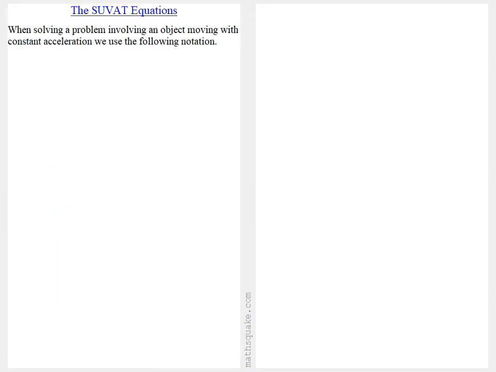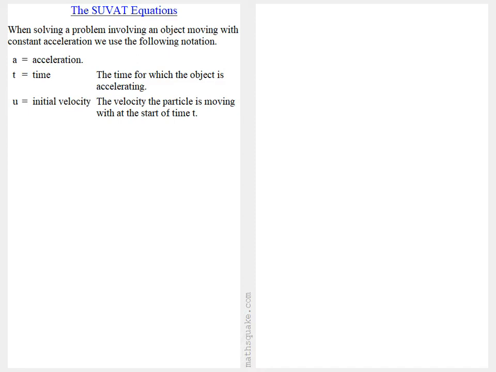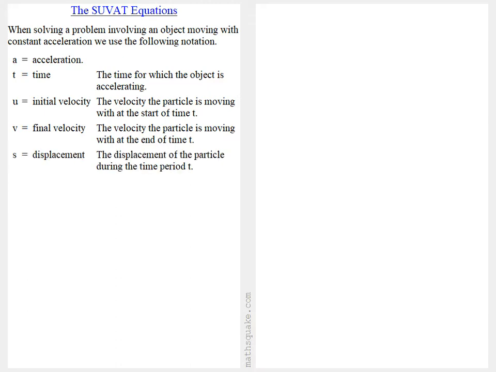When solving a problem involving an object moving with constant acceleration, we use the following notation. We use the letter small a to represent the acceleration, t to represent the time taken, that is the time for which the object is accelerating, u, the initial velocity, that's the velocity the particle is moving at the start of time t, and v, the final velocity, the velocity the particle is moving at the end of time t. And finally, s is the displacement. This is the displacement of the particle during the time period t.